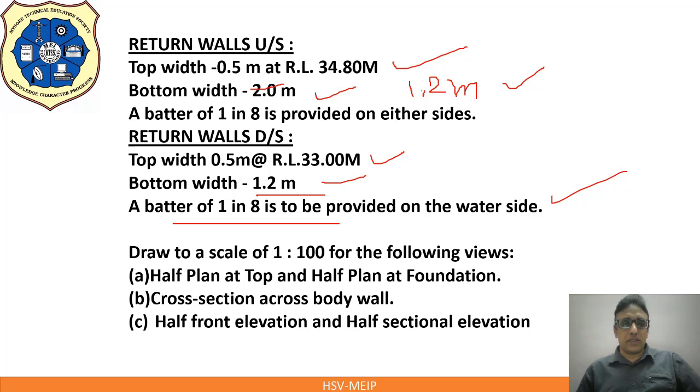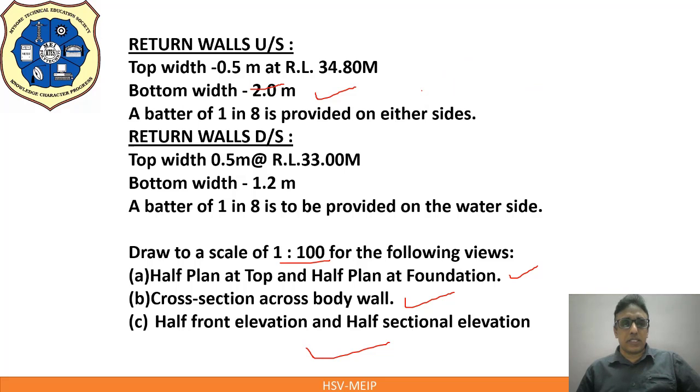Draw to a scale 1:100. Half plan at top and half plan at foundation. Cross section across the body wall. Half front elevation and half sectional elevation. These are the three views asked in the examination. Okay, you write this down as 1.2 meter. Before drawing the sketch, you should note down these details, so that you will easily understand whatever component I am explaining, and whatever RL or dimensioning I am showing on the drawing.